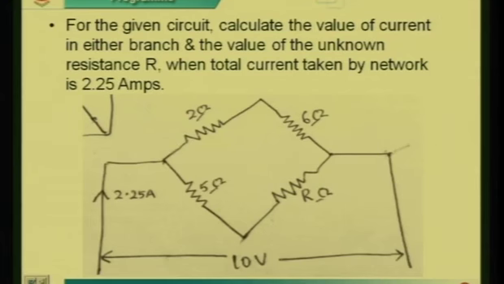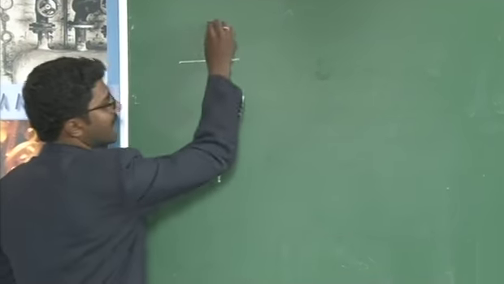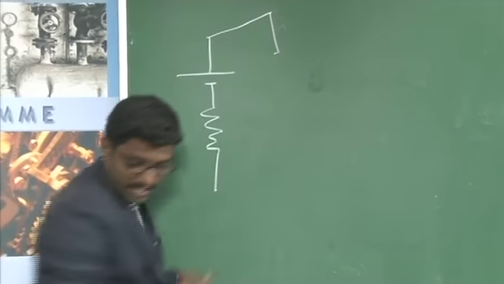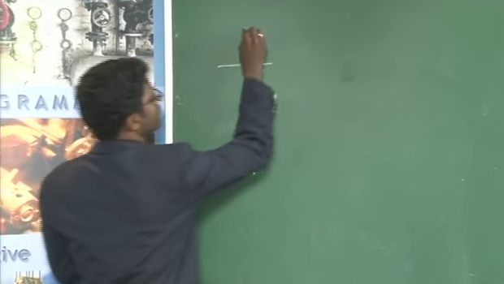We will go to the next problem, which is on source transformation. The question states: obtain a single current source for the network shown. In the last classes we have already learned how to transform a current source into an equivalent voltage source, or a practical voltage source into an equivalent current source. In this circuit there are two practical voltage sources, which we need to convert into a single current source.